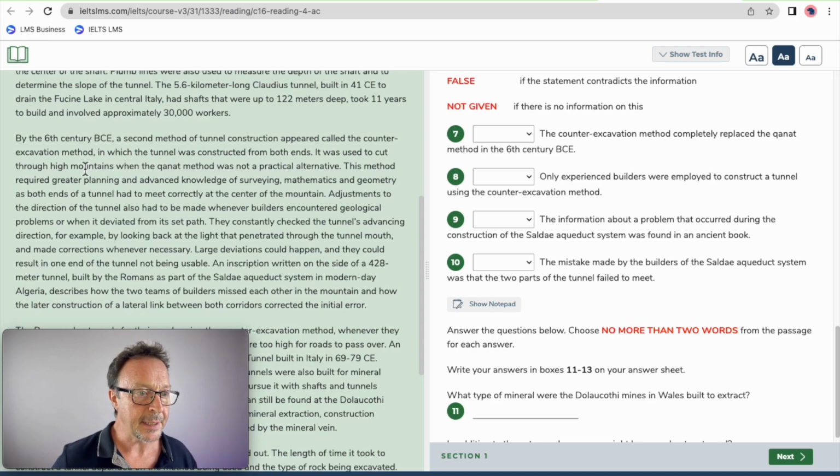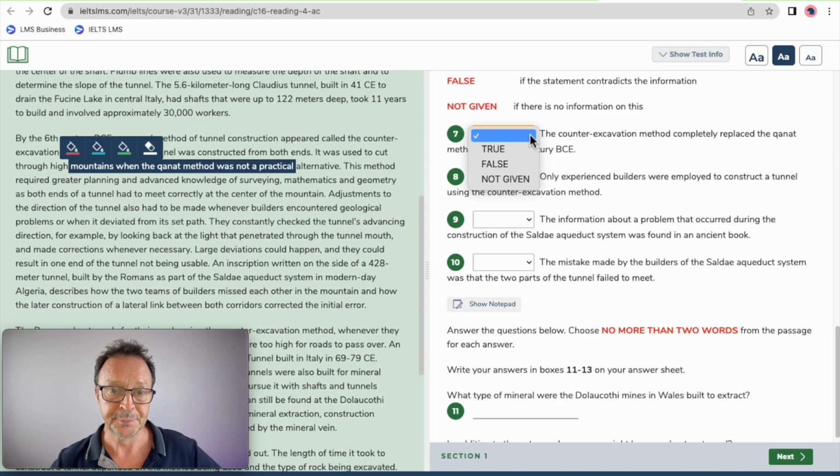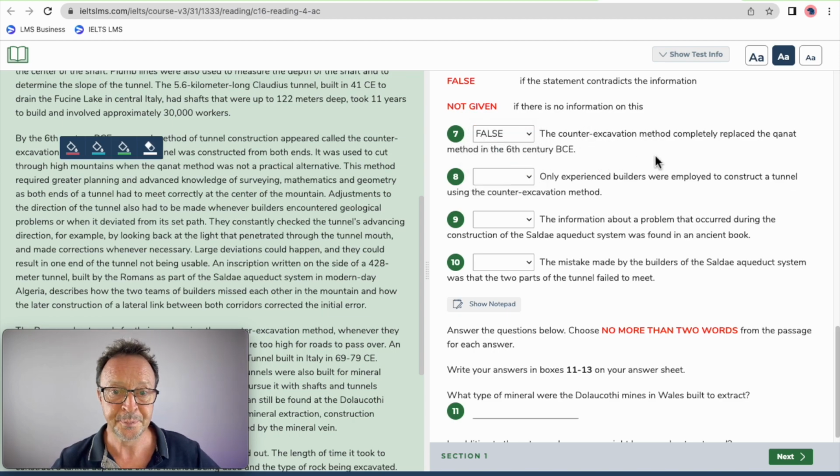Okay, so here, the method, it was used to cut through mountains when the quinut method was not practical. So this tells you that both methods are being used. One is used when the other is not practical. So here, the counter excavation method completely replaced is wrong. It's false. So I'm quite confident about that answer.